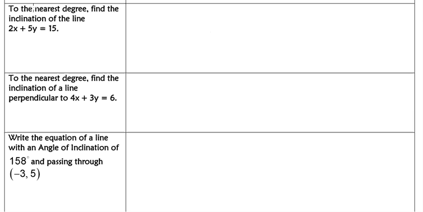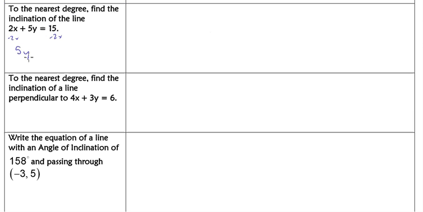All right, so to the nearest degree, find the inclination of the line 2x plus 5y equals 15. And so we just talked about in that last video that slope is going to be equal to the tangent of the inclination, the angle of inclination there. So we need to, first off, figure out the slope of this line. And so subtract 2x from each side.